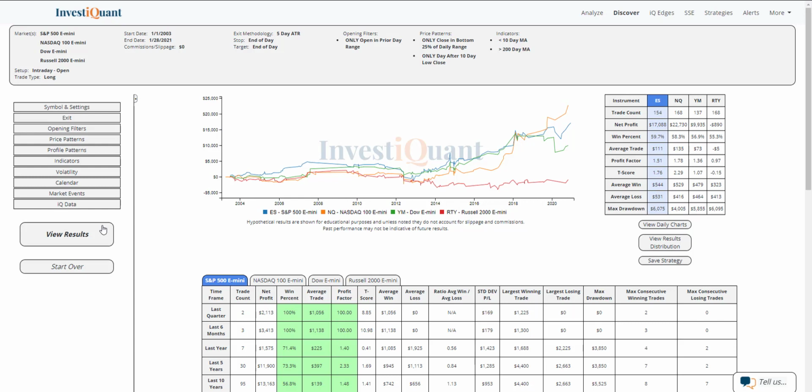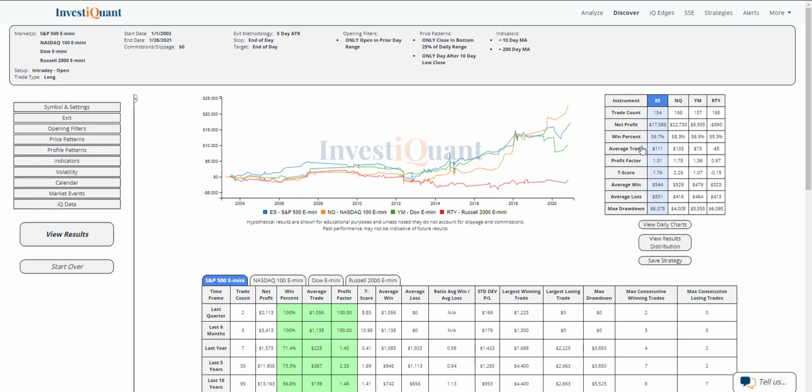Historically, this pattern has happened pretty regularly. We've got 154 samples here for the S&P, 168 for the NASDAQ, 137 for the Dow, and 168 for the Russell. So all of these instruments have good sample sizes. And if we look at the win rates on them, win rates here are telling us what percent of these have closed above the opening print for the day. You see all of them are at least 55%, and some of them a little bit closer to 60% on that good sample size that we have to work with here.